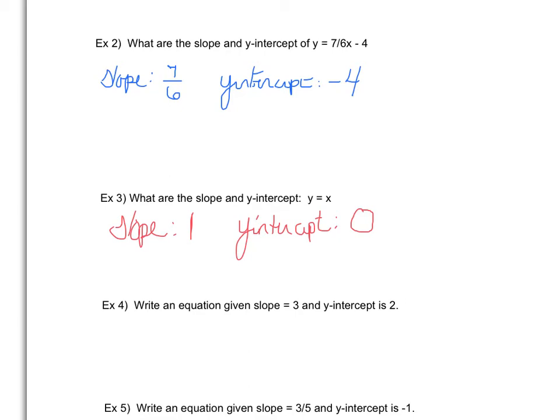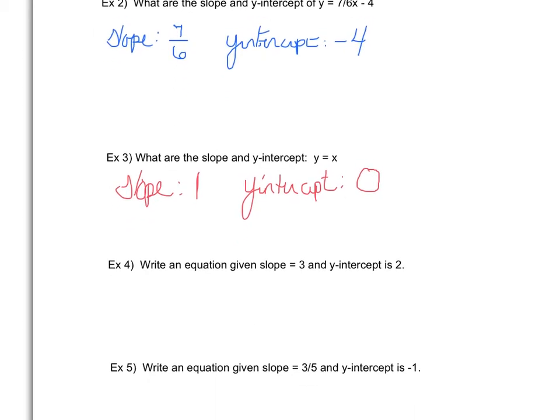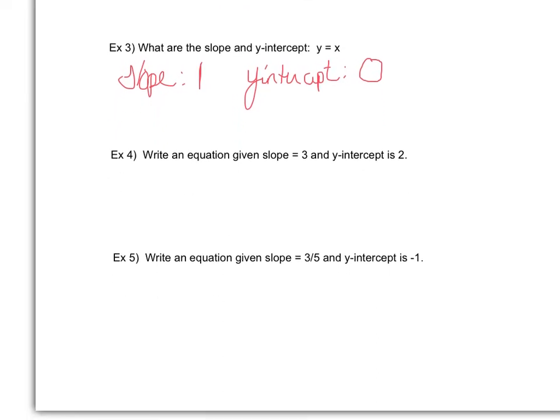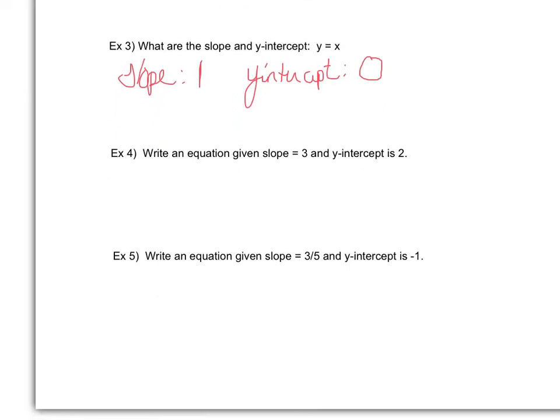Finally, looking at the last two examples, now instead of being given the equation, I'm going to write the equation. The equation I'm going to write is y equals mx plus b, where my slope goes in for m and my y-intercept for b. I'm told that my slope is 3 and my y-intercept is 2. So my equation is y equals 3x plus 2.